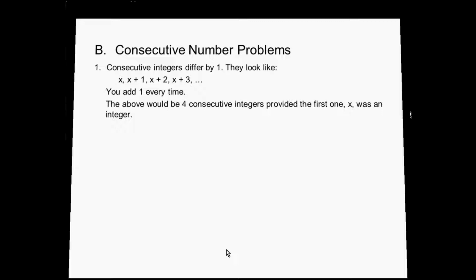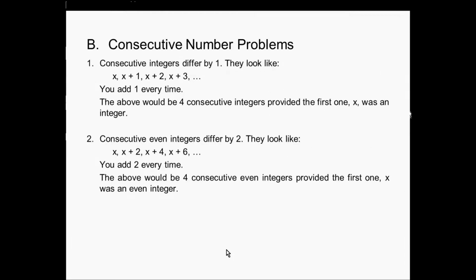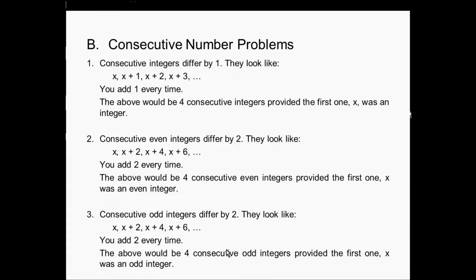Okay, now remember consecutive even integers differ by 2. They look like this: x plus 2, x plus 4, x plus 6, and so on. You add 2 every time. The above would be 4 consecutive even integers, provided the first one, x, was even. Like if x was 4, x plus 2 would be 6, x plus 4 would be 8, and so on. Now notice if you start off with an odd one, then they're all odd. So number 3, consecutive odd integers differ by 2. They look like x plus 2, x plus 4, and x plus 6. Again, you add 2 every time.